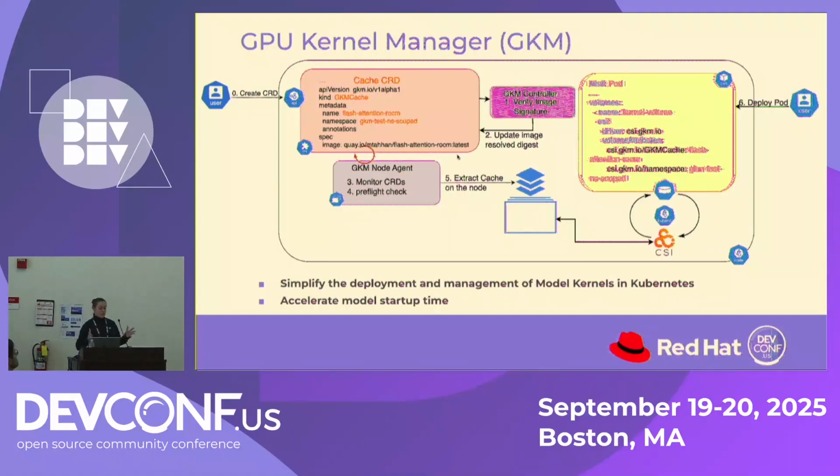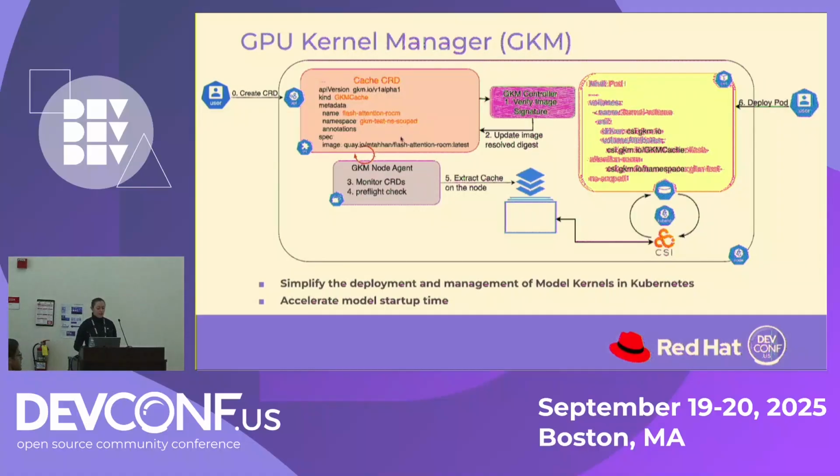So as soon as one of these cache CRDs is created, the GKM controller kicks in. The first thing that it's going to do is verify the image signature to make sure that this is indeed a cache that we trust to use in our cluster. And the next thing it's going to do is resolve the image, the tag specifically, into a digest. We use this digest rather than the image tag throughout the rest of the cluster to make sure that we are using the trusted image that the controller verified in the first place.